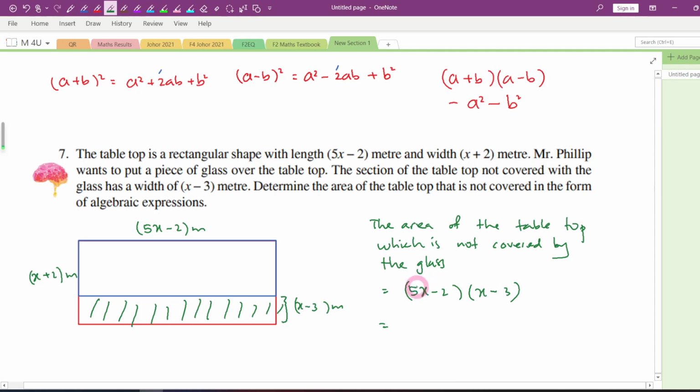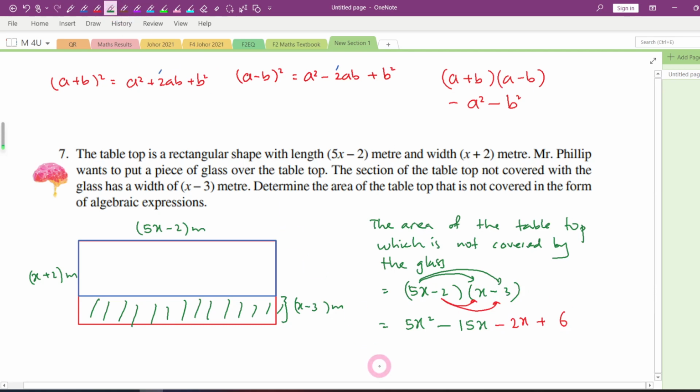Okay, focus on 5x first. 5x times x, you will get 5x squared. Positive, negative, negative. 5, 3, you get 15x. Copy. Now we have settled the 5x, forget about it. Now we focus on the negative 2. Not only 2, but negative 2. So negative, positive, negative, 2x. Negative, negative, you get positive. 2 times 3, you get 6.